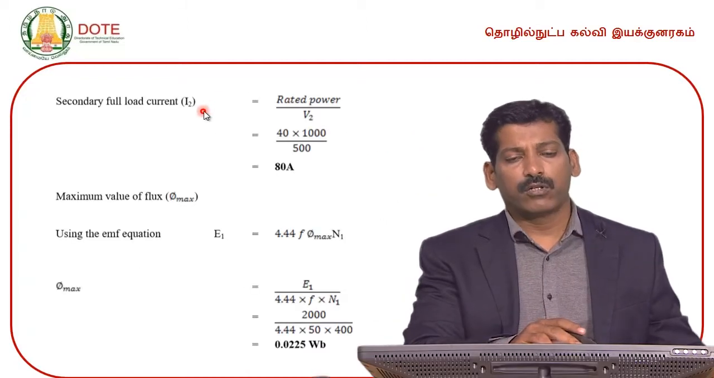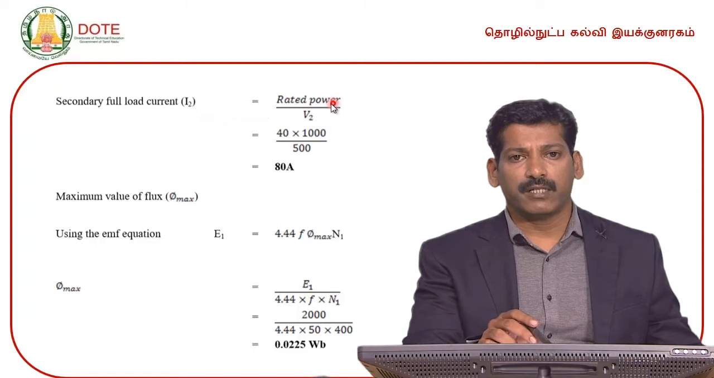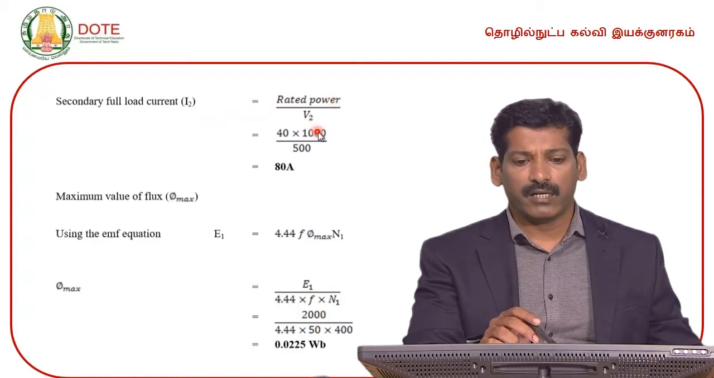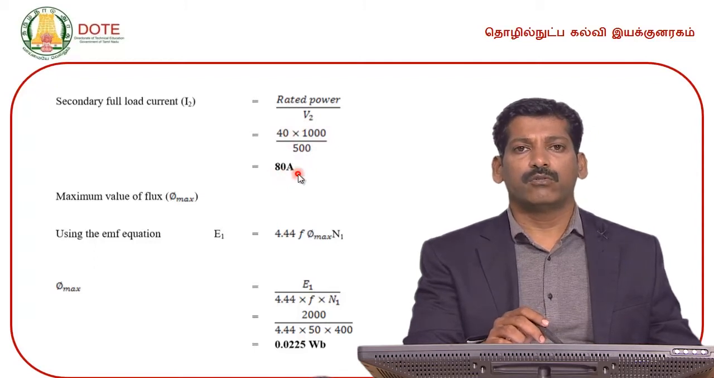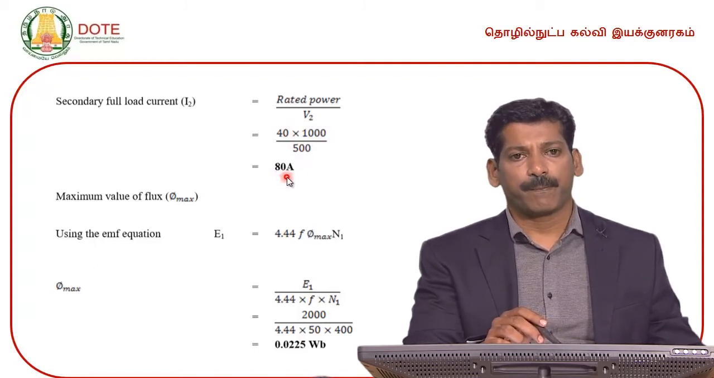Then secondary full load current I2 is equal to rated power divided by V2. Already we have found out the value of V2, which is 500. We can straight away substitute 40 kVA divided by 500. So, the secondary full load current magnitude will be 80 amperes.